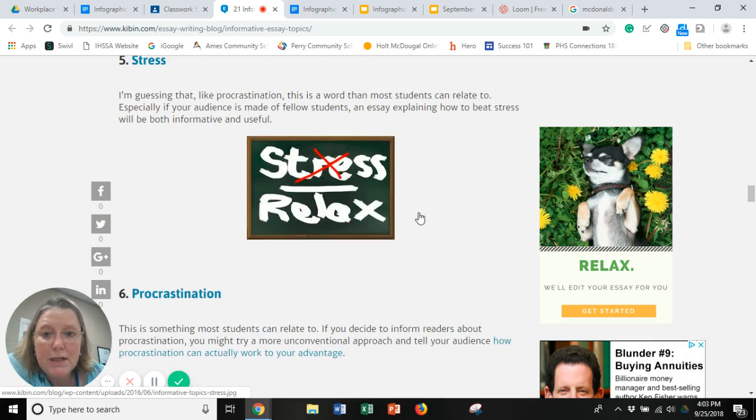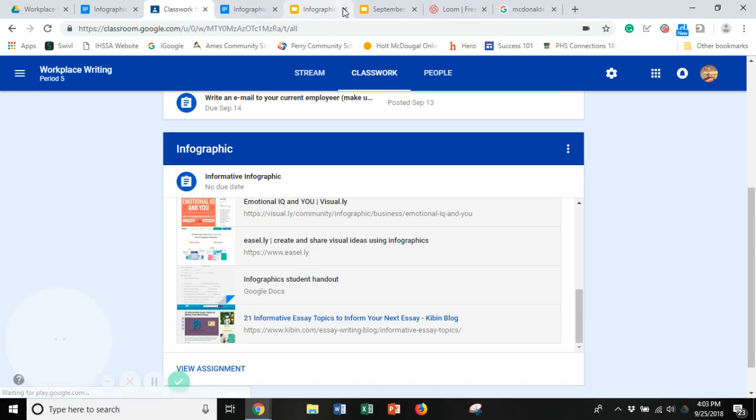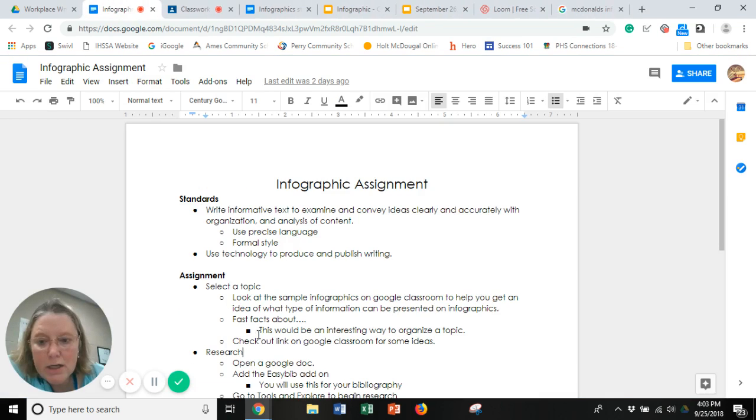So you could choose any of these. You don't have to choose any of them. It's just a resource for you. So go back to the assignment sheet. You're going to select a topic. One thing you could do is fast facts on whatever. So fast facts on cybersecurity. And then for your infographic, the purpose would be to list facts that people need to know.